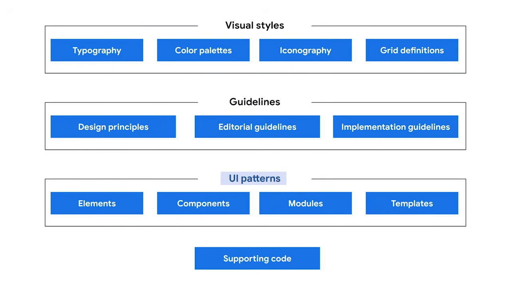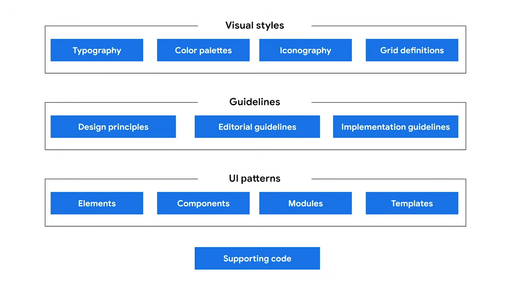Then there's UI patterns. UI patterns include elements like text, color, or icons. Components, which are made up of elements like a button or form label. Modules, which are groups of components, like a header with a logo or a navigation bar at the top of the page. And templates, which are groups of modules put together to form pages. In addition, each of these sections of a design system usually includes detailed notes about which elements, components, modules, and templates are the most important, and how often to use each one.